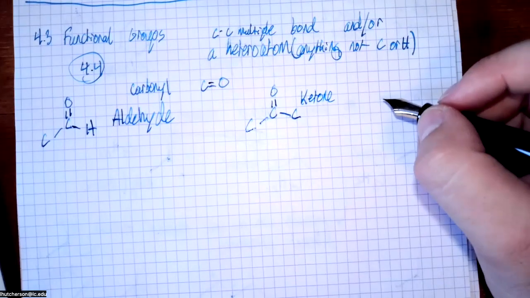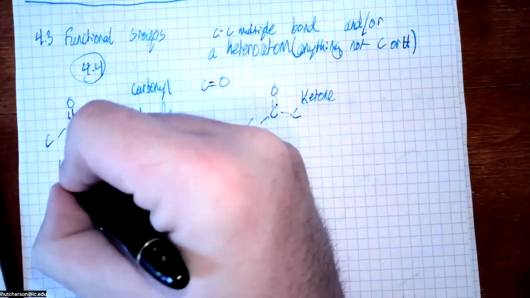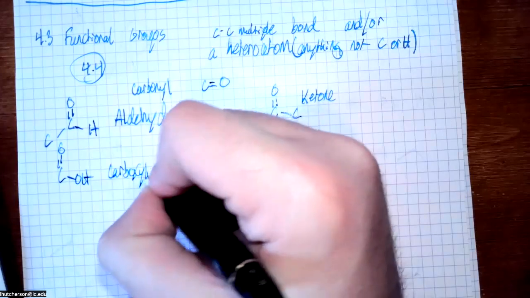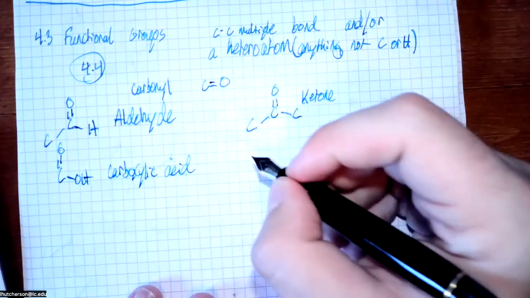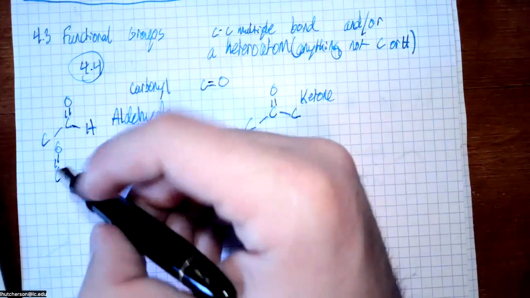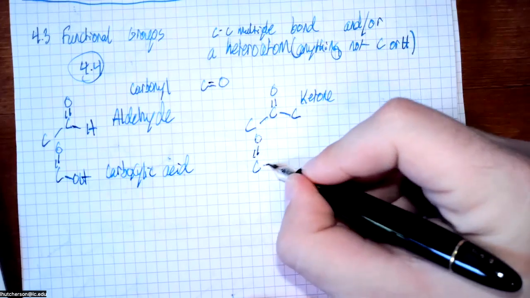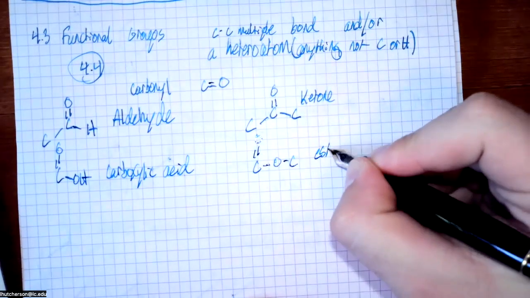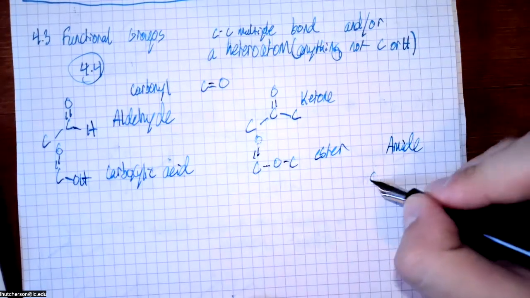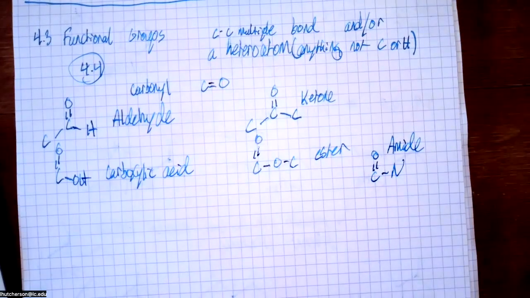Also in this, we have the carboxylic acid. Carboxylic acid: carbonyl carbon bonded to an OH. We have the ester, which looks like this. Then we have the amide, which is a carbonyl carbon bonded to a nitrogen.